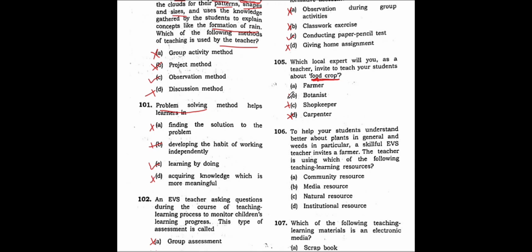We could have invited a botanist, but we have a better option than this, and the best option here is farmer, because a farmer will tell us practically how crop is cultivated, how it is harvested, what fertilizers they are using, what different types of soils are suited for that, what irrigation processes are used, how they store the grains, how they sell it, and how they protect it in different types of weather. So the farmer is the correct person here to explain about food crop. Let's go to the next question.